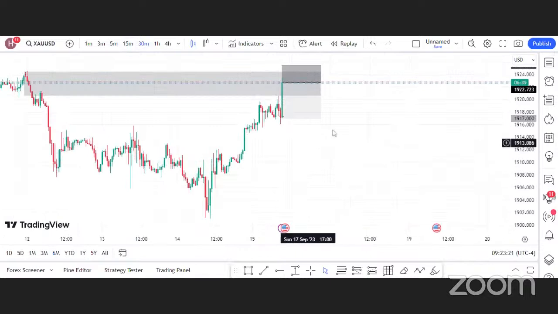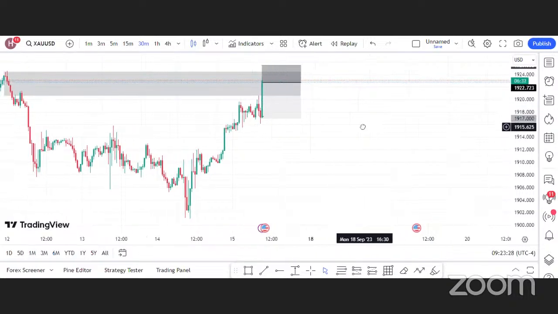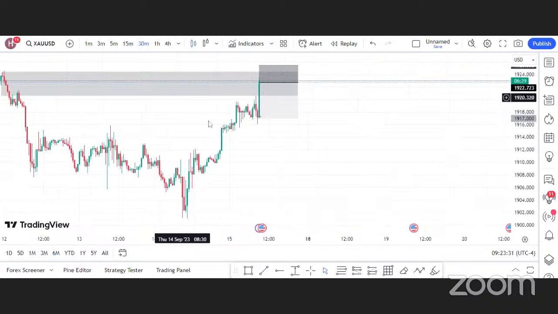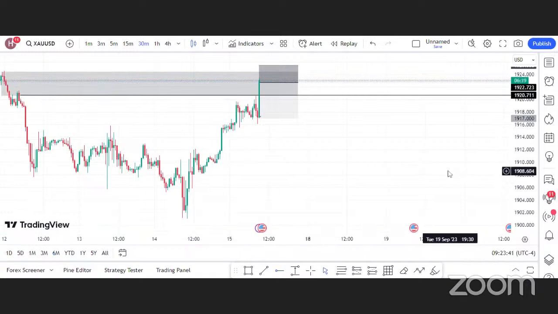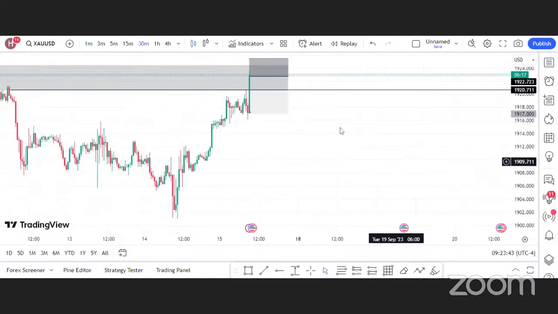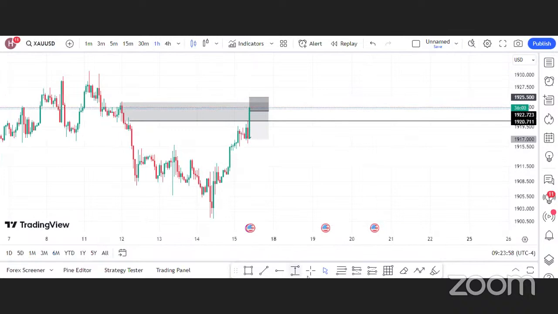If this can just drop to this level, we just close our trade. So let's say here. The gold market is very volatile. That's why we want to be careful anytime we are trading it. That's why I said let's set stop loss. Even though it's going to take us out, I don't want us to lose too much.